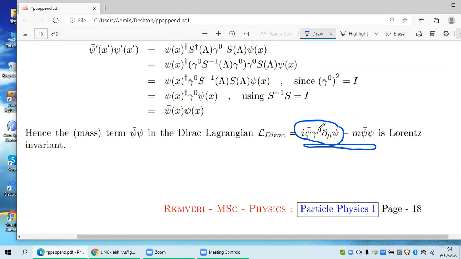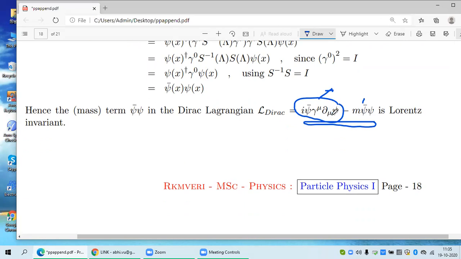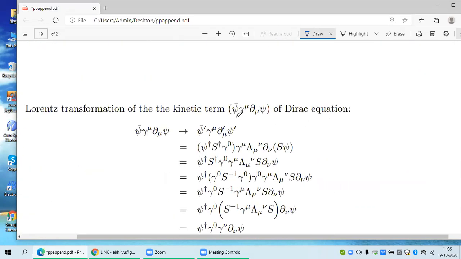So this term is called the mass term. This is sometimes called the kinetic term. Kinetic means there is a variation with respect to space and time. Because of this delta mu, the space-time derivative term, this is sometimes called the kinetic term. But that's a name. So for the kinetic term of the Dirac equation, its Lorentz transformation is this. All these things will get primed under Lorentz transformation. Gamma mu will remain gamma mu because gamma mu is a constant matrix. There is no coordinate transformation applied to it.